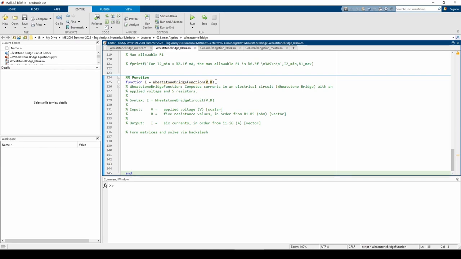You could argue that it might be smarter to supply R1 through R5 as individual inputs to the function, but I prefer to supply one vector containing all the resistances because it preserves generality. If you have a very complex Wheatstone Bridge problem involving, say, 1,000 resistors, you'd have to type in each resistor every time you called the function. That would obviously be an intractable amount of work, so giving the function a vector of resistances instead is the preferred method. The output of the function is I, which is a vector containing I1 through I6. Hopefully the pre-written documentation here is clear.